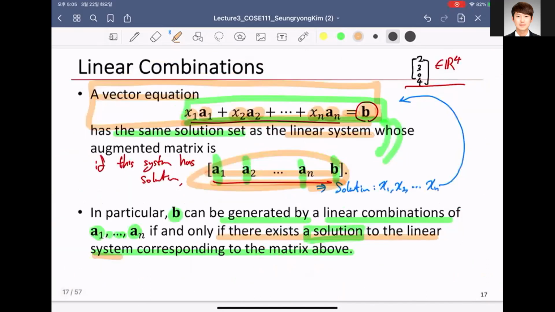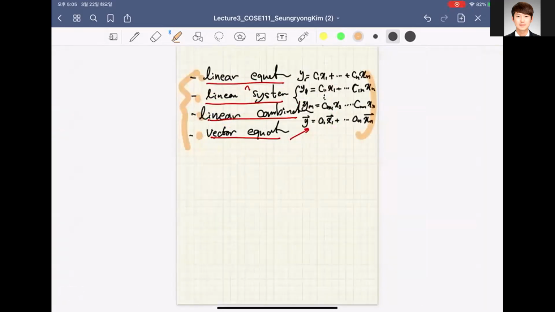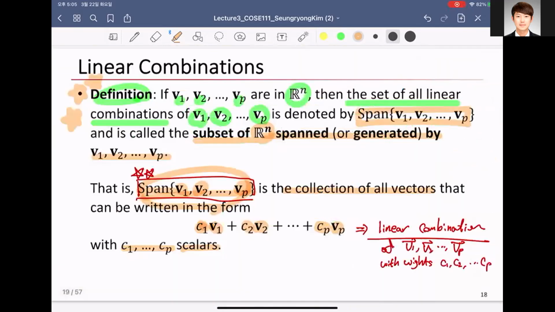뭐 중요한 건 아니었어요. 그냥 리캡했으니까. And we also introduced the span of v1, v2, ..., vp, which was the collection of all vectors that can be written in the form c1 times v1 plus c2 times v2 plus ... plus cp times vp, with c1, c2, ..., cp as scalars, and c1 through cp can be any scalars. And we call this kind of vector the span of v1, v2, ..., vp.